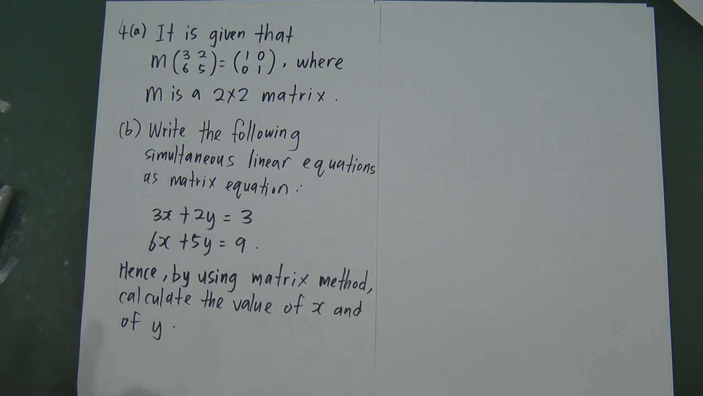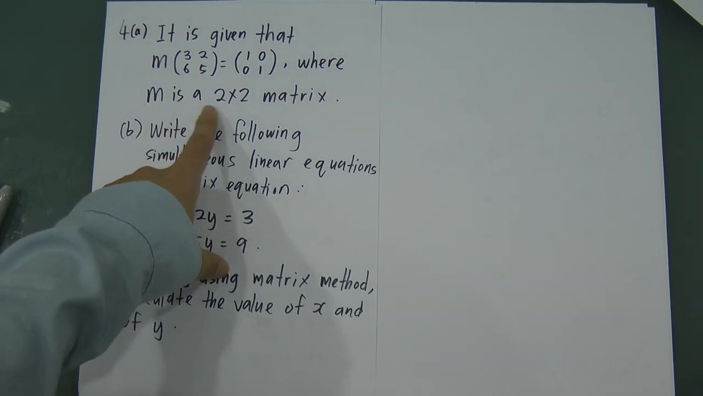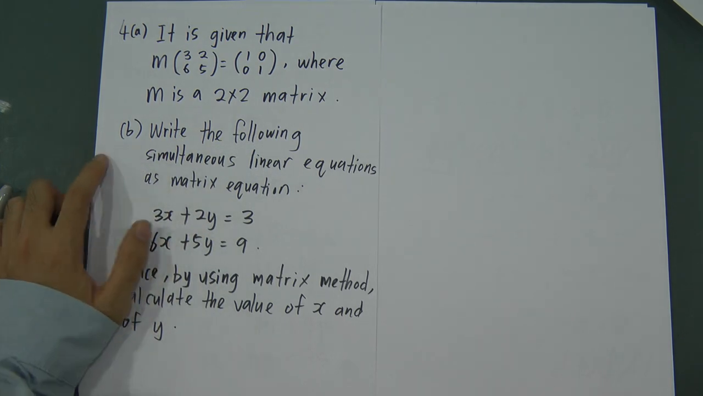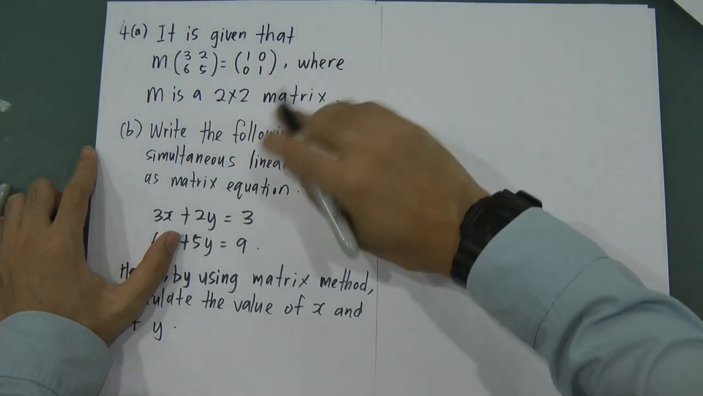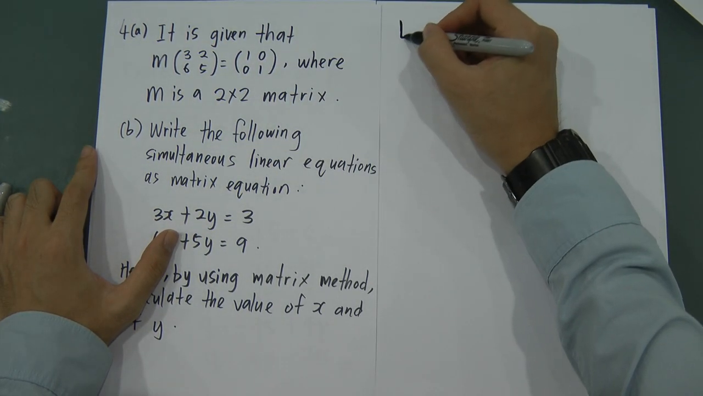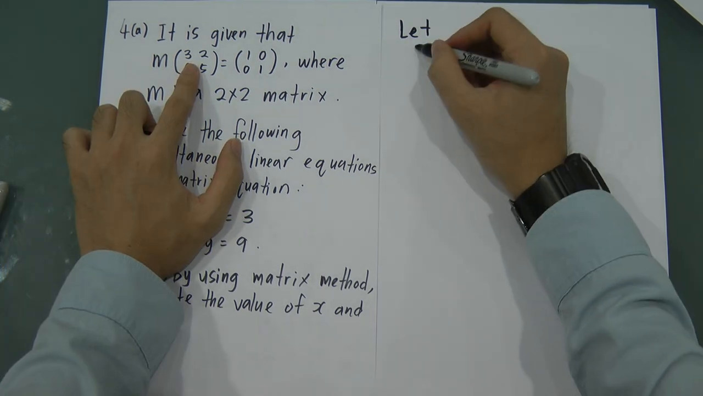Okay, and then he tell you M actually is a 2 multiple 2 matrix. So why I say so? Let's say I let this matrix equal to B.